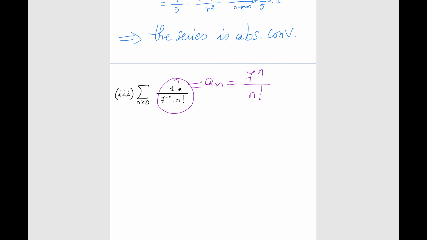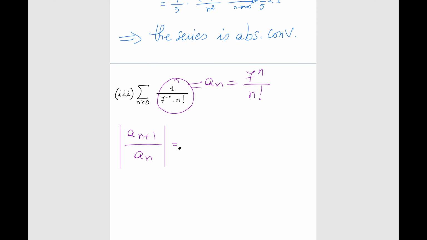Agree with that? So this guy, 1 over 7 to power negative n, negative in the exponent means the reciprocal, and the reciprocal of 7 to the negative n is 7 to the n. Okay, so what's the ratio then between the absolute value of an plus 1 and the absolute value of an? What's this ratio?